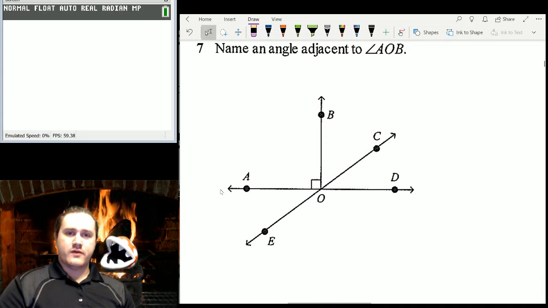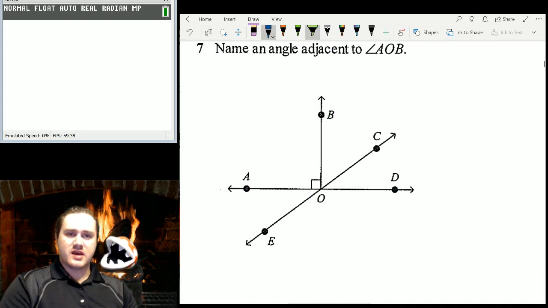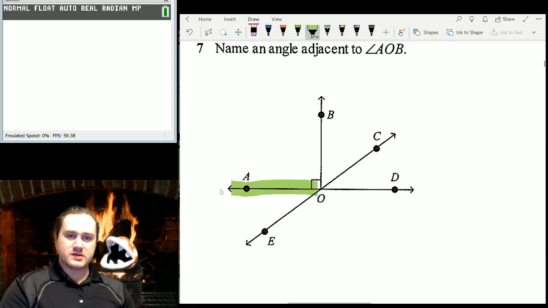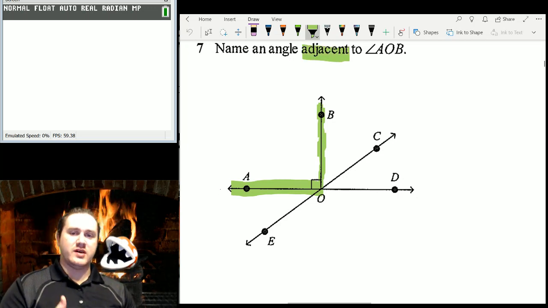Alright, for number 7, it says name an angle adjacent to AOB. So first thing off, we need to identify AOB. So we're going to do this. Here's A, goes to O, goes up to B. So here's angle AOB. Adjacent means something next to. So basically we want to have an angle that is touching one of these two rays. So we basically just have to pick one of those.